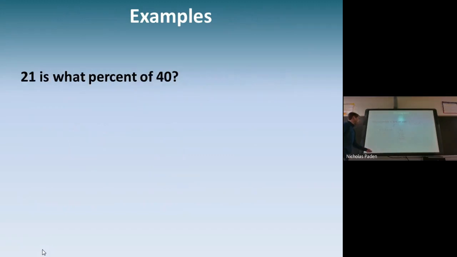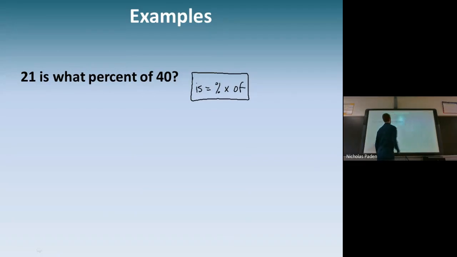All right, so our next one, and this is going a little bit out of order of what's on your notes paper. So you'll need to skip. We're going to come back and we'll do the next question here in a second. But the next one we're going to look at, 21 is what percent of 40? So remember, once again, is equals percent times of. And if you notice what they're trying to ask, it's what percent. We don't have a percent there. 21 is, so 21 goes in the place of is, equals percent x times 40. Another way to write that would be 21 equals 40x.